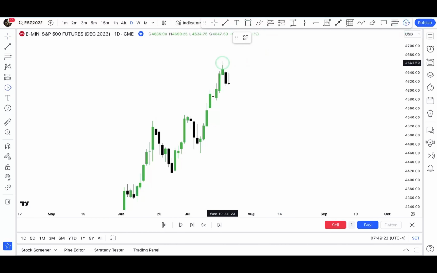So when we're going to mark out the swing points, why is this a swing high? It's because there is a lower high on the left and a lower high on the right of it. For example, right here, we have a swing low. And why is this a swing low? It's because there's a higher low on the left and a higher low on the right.